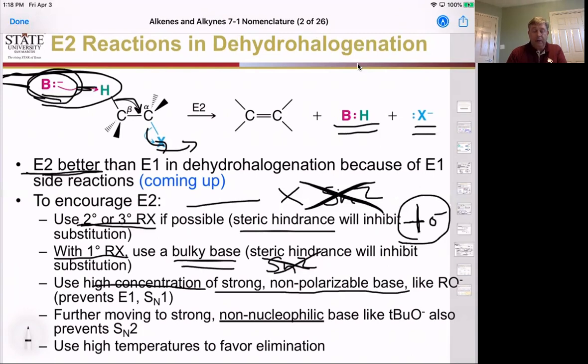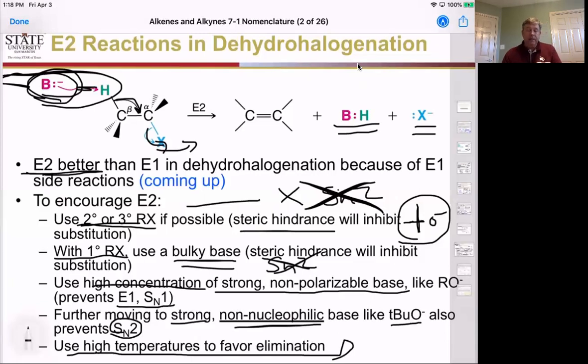And this also helps prevent the formation of a carbocation, which would eliminate the E1 and SN1 reactions, because those have to form the carbocations first. And by moving even further to a strong non-nucleophilic base, like t-butoxide, also prevents this because you cannot undergo those substitution reactions. Okay. In addition, use of high temperatures favors elimination.